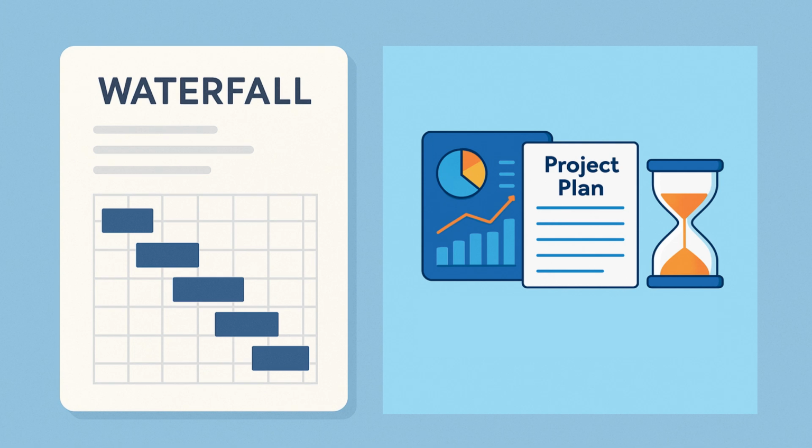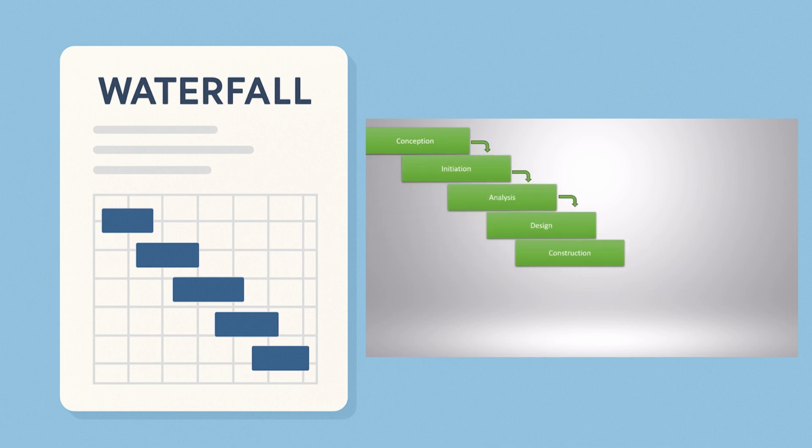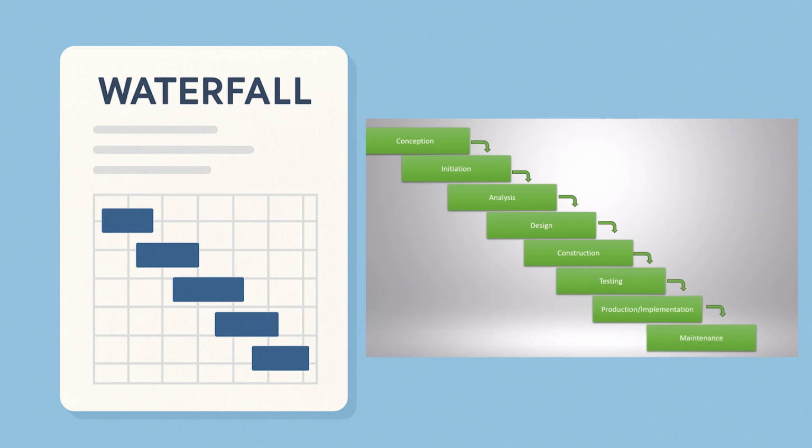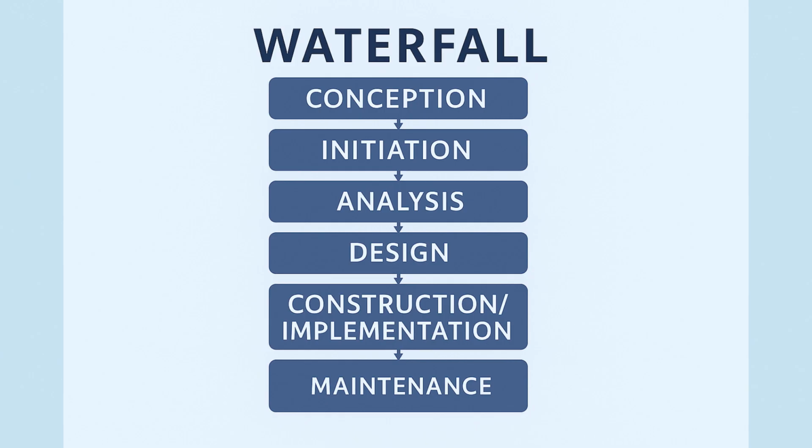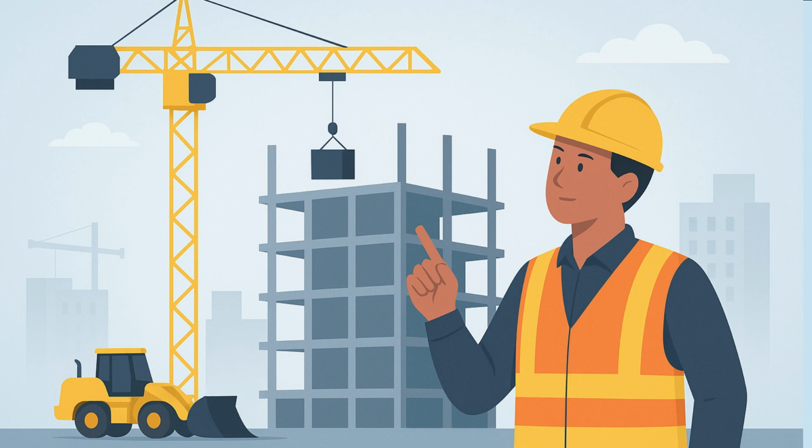Traditionally, the software industry has followed the waterfall model of project management, where the entire project is divided into distinct phases. These phases are conception, initiation, analysis, design, construction, testing, production and implementation, and maintenance. Each phase begins only after the previous one ends. This model was derived from established industries like construction, where it had been tried and tested.